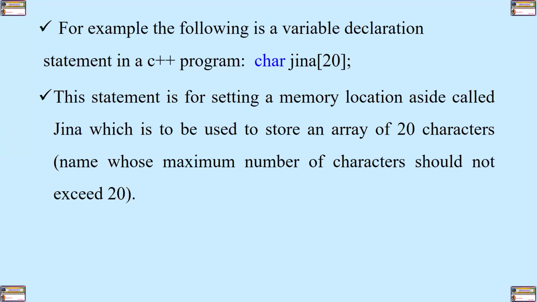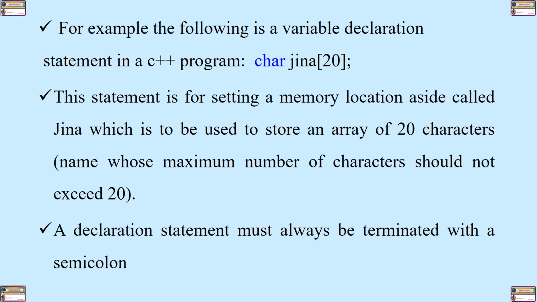And we are going to learn more about declarations of variables in the variable declarations presentation, which is part 3 of the series. Therefore, make sure that you visit the MLSWAP ICT YouTube channel and go through part 3 of the series, where you are going to learn more about how to declare variables in a C++ program. And a declaration statement must always be terminated with a semicolon.